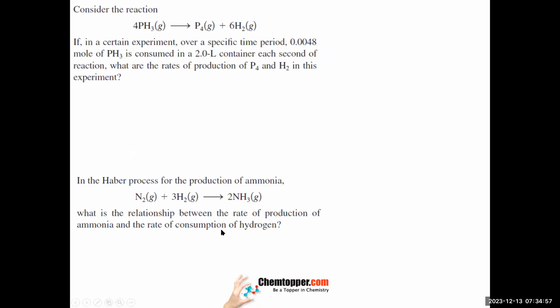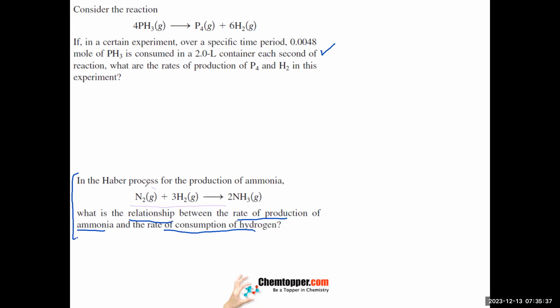Okay, now Anil is saying we did question 1. So now we are going to do question 2. Question 1 we did last time. I remember that we did it. Now let's see question 2. In question 2, what's the relationship between the rate of production of ammonia and the rate of consumption of hydrogen? Equation is here. You can see the equation.